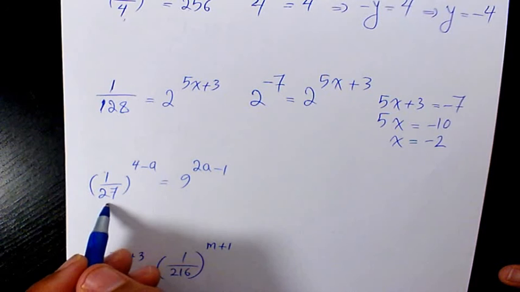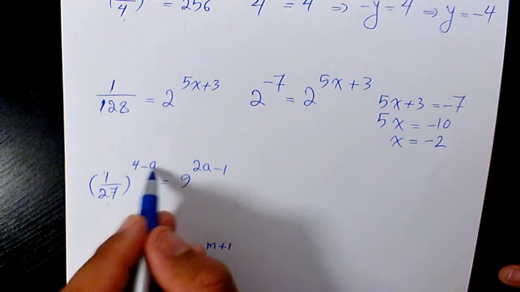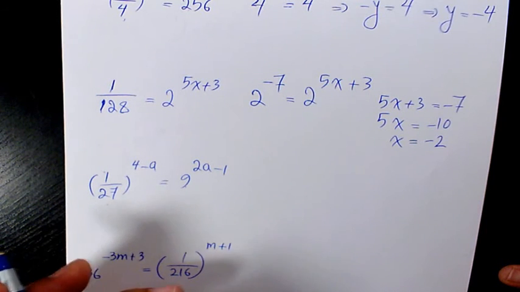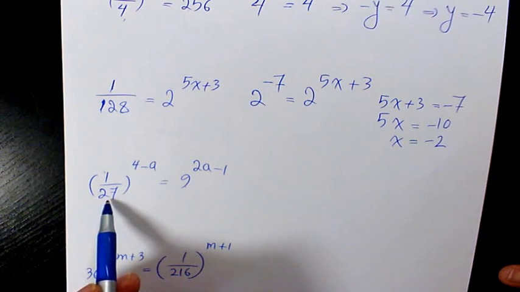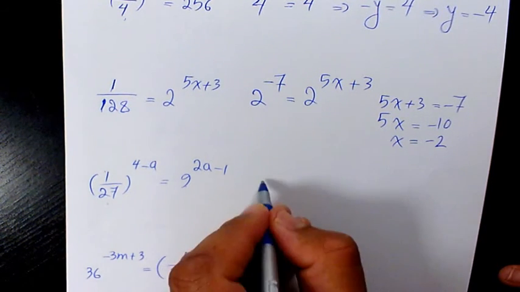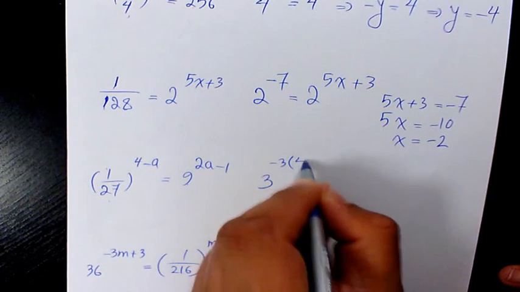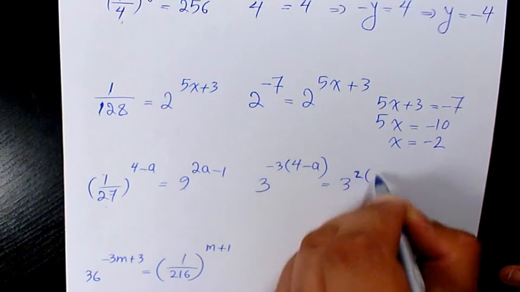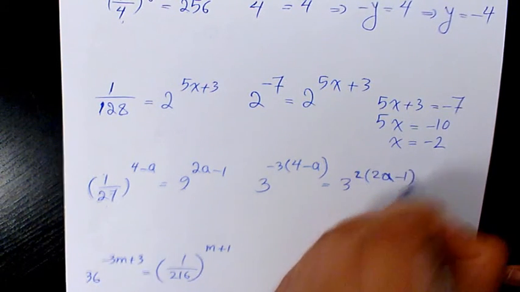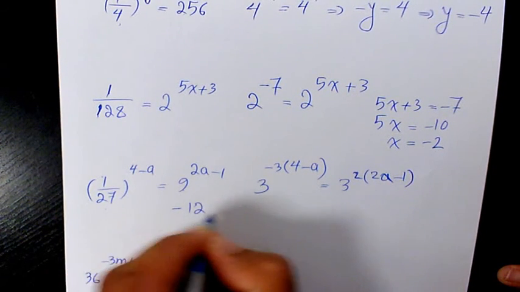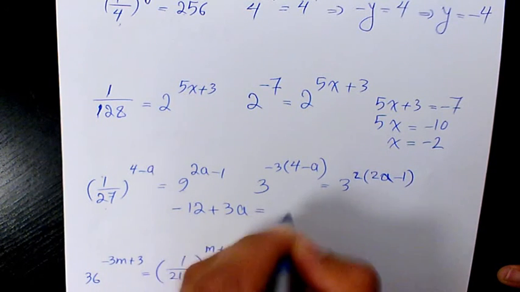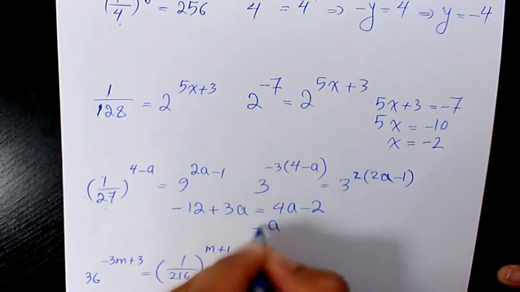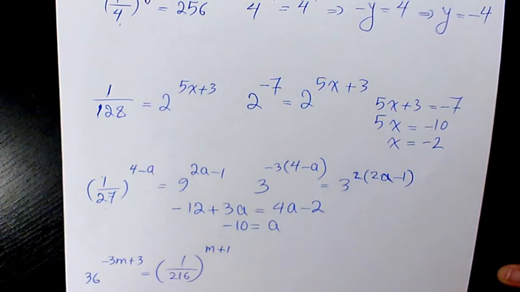1 over 27 to the power of 4 minus a equals 9 to the power of 2a minus 1. So we change 9 and 27 to 3. So 1 over 27 is going to be 3 to the power of negative 3. So it's going to be 3 to the power of negative 3 times 4 minus a equals 3 to the power of 2 times 2a minus 1. So it's going to be negative 12 plus 3a equals 4a minus 2. So that's going to be a equals negative 10.